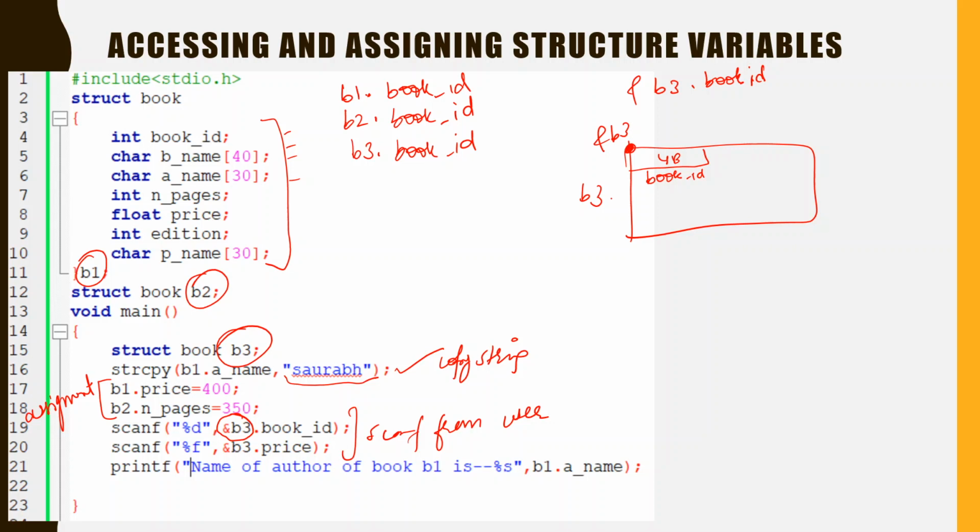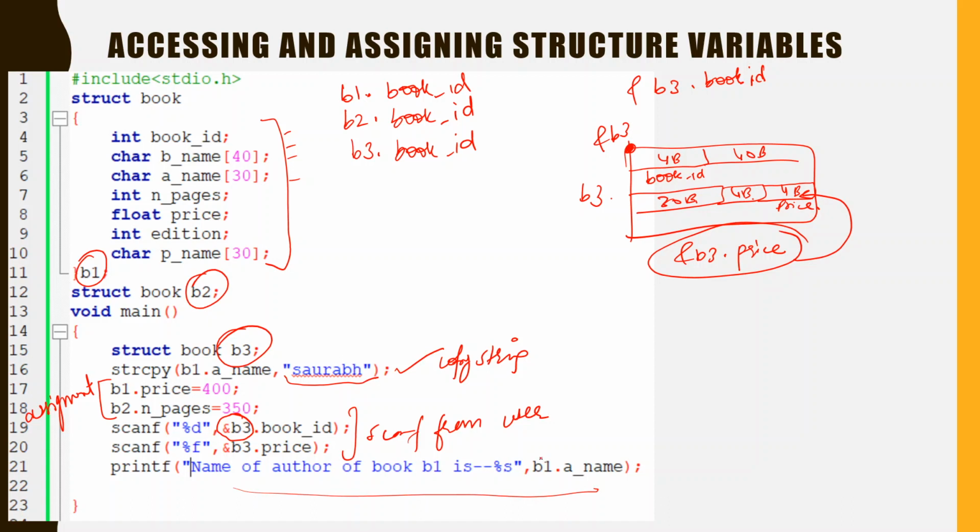Okay, ampersand b3 dot price means price is next, after the 40 bytes and the next 30 bytes. Next there are 4 bytes for n pages, and then the next 4 bytes for price. So writing ampersand b3 dot price is to get access to this particular segment of 4 bytes inside the block b3. And you can also print it by this.